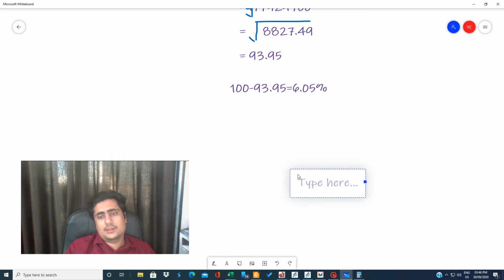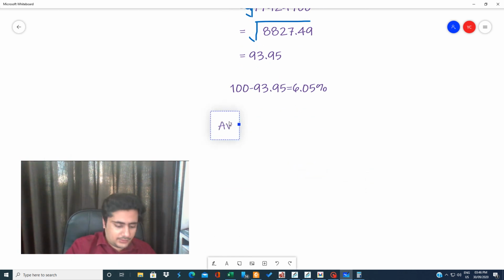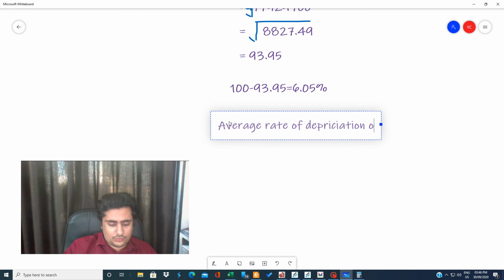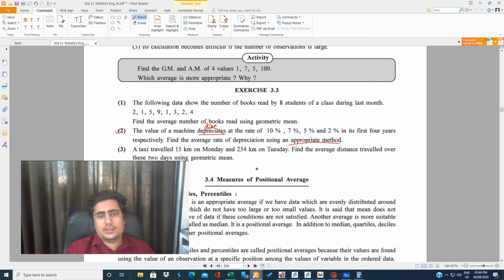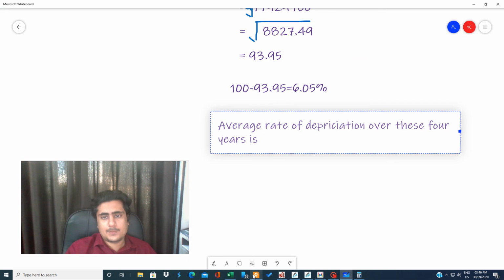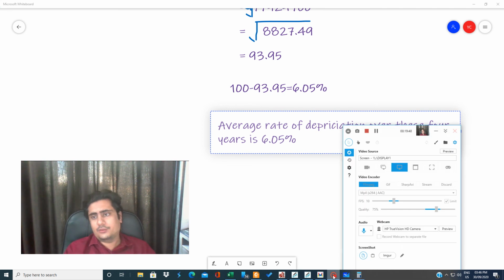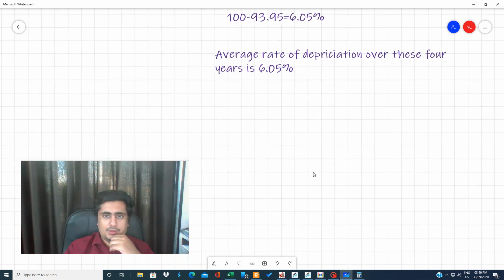So your answer is average rate of depreciation over these 4 years is 6.05%.